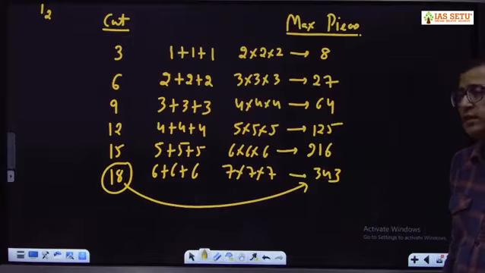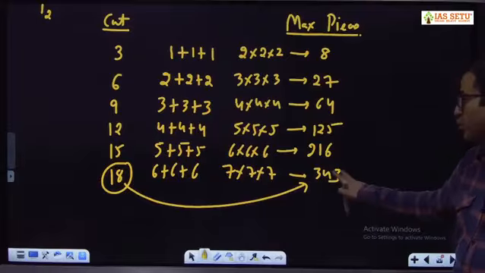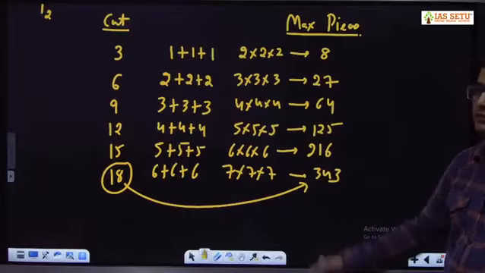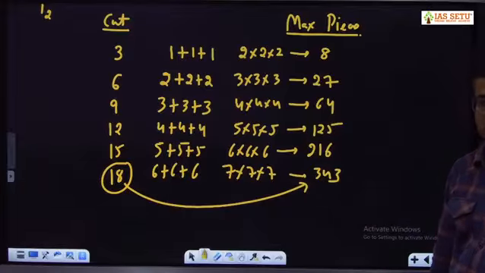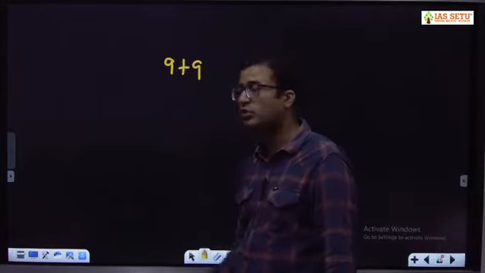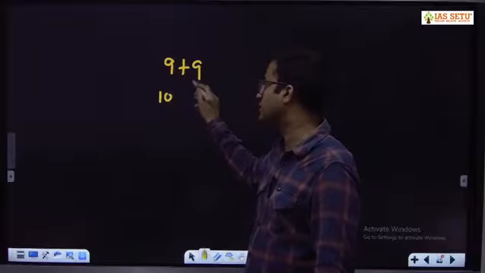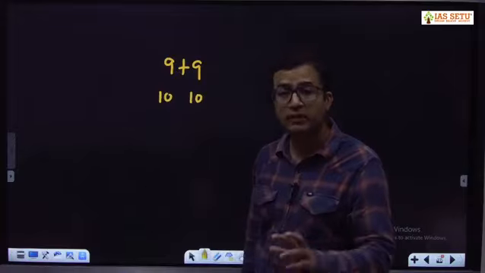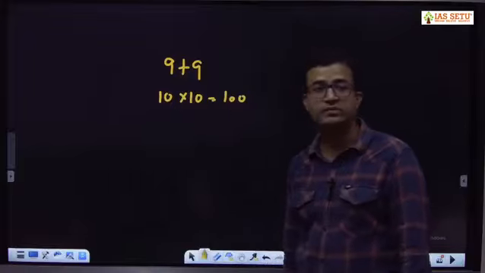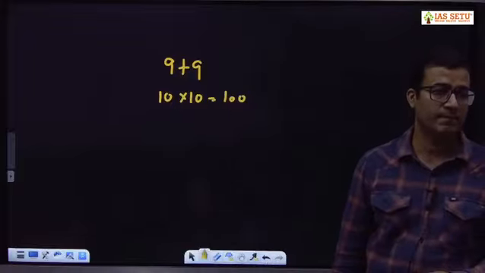You can try any other distribution. I guarantee you will never get more than 343. Like last year in one of the batches, one student said, sir, why take 6 plus 6 plus 6? Let us try some other pattern. Yes, we can try. He suggested 9 plus 9. Because he thought 9 cuts give you 10 pieces, 9 cuts give you 10 pieces, but you are using only 2 axes, so 10 into 10, 100. Which is maximum, 343 or 100?